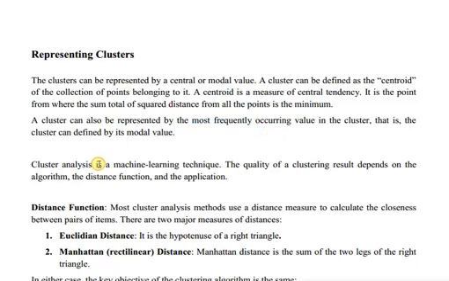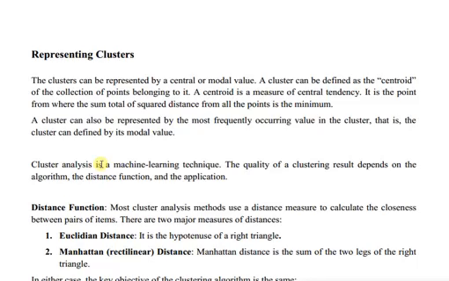Cluster analysis is a machine learning technique. The quality of a cluster depends on the algorithm, distance function, and the application. So ultimately cluster analysis is a machine learning technique, and it depends on the machine learning algorithms that are being applied. The first thing is the distance. The distance function is one of the important components in cluster analysis. Depending on the distance function, we can decide how many clusters we can form, and the choice of a distance function depends entirely on the behavior of the data set.